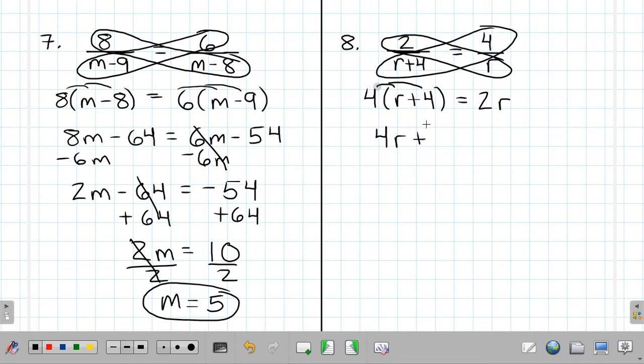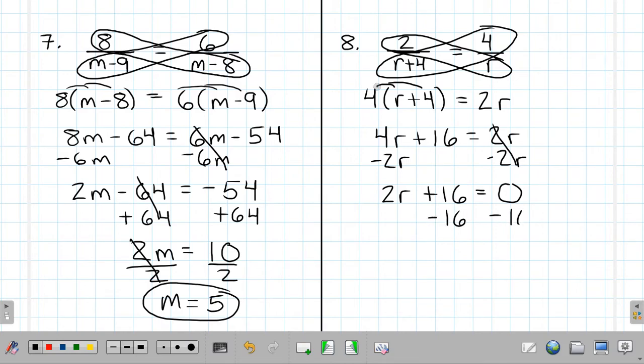4r plus 4 times 4 is 16. And then I'm going to do the step where I'm going to subtract 2r. 4r minus 2r is 2r plus 16 is equal to, those go away, technically giving us 0 because there's nothing else over here, okay? And then we just do our two-step equation dance here. 0 minus 16 is negative 16. Divide by 2. Divide by 2. R is equal to, so all those cancel out, giving us negative 8.